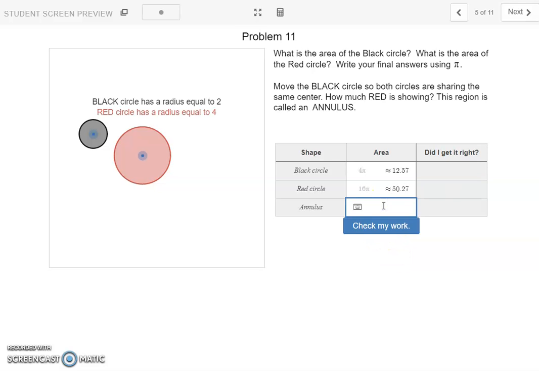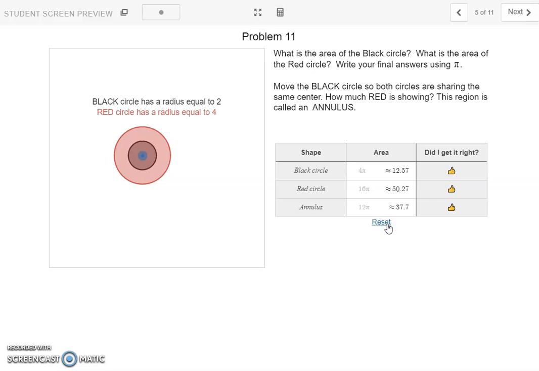And then the area of the annulus, again, if I put the black circle on top of the red circle so they share the same center, this red region here is that remaining area, which is called the annulus. I'm going to take the two areas. One way of writing it would be 16 pi minus 4 pi. Or I could take 16 minus 4, which is 12, and multiply it by pi.